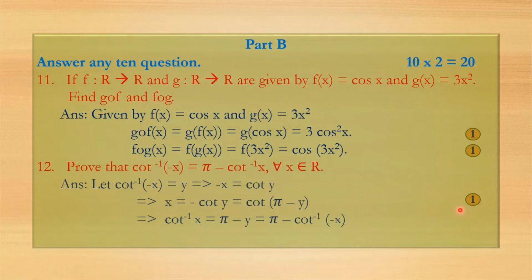The next one: cot inverse of x is equal to, taking cot to the left side, cot inverse of x is equal to pi minus y. Next, I will replace the y value. So what's the y value? Cot inverse of minus x. So here I will replace y with cot inverse of minus x. Next, cot inverse of minus x I'll take to the left side and cot inverse of x I'll take to the right side. Finally, I have got cot inverse of minus x is equal to pi minus cot inverse of x. So for this we'll be getting 1 mark.